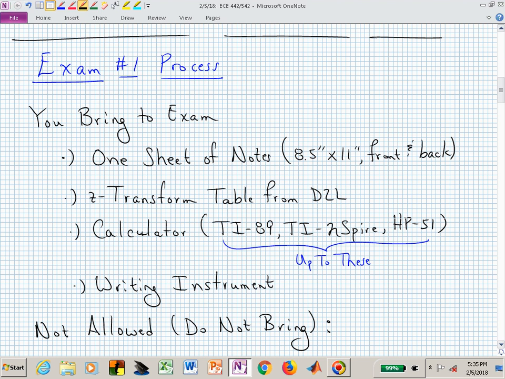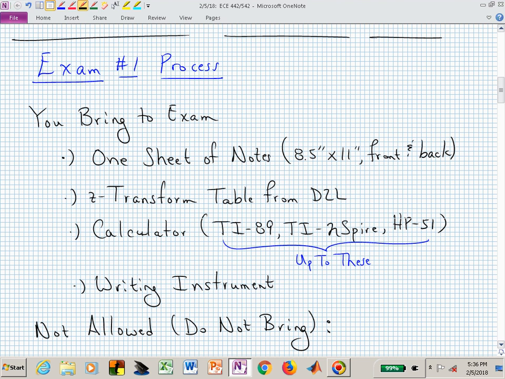The process. Here's what you can bring to the exam. One sheet of notes, 8.5 inches by 11 inches, front and back. You can also bring one more page that contains a table of Z-transforms. I've given you one such table in D2L. If you don't like that table, or if you're taking another class and like another table, you can bring that, but just confine it to one more page. Don't bring in another table that was given for another class. Condense it down into one page. So now you have two pages, 8.5 by 11: your notes, front and back, and an additional sheet of transforms.